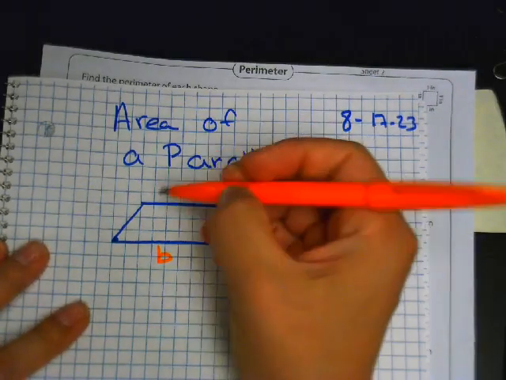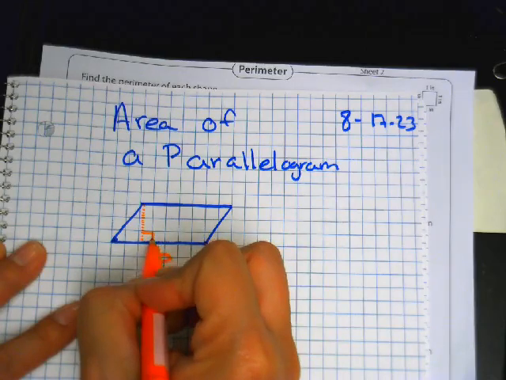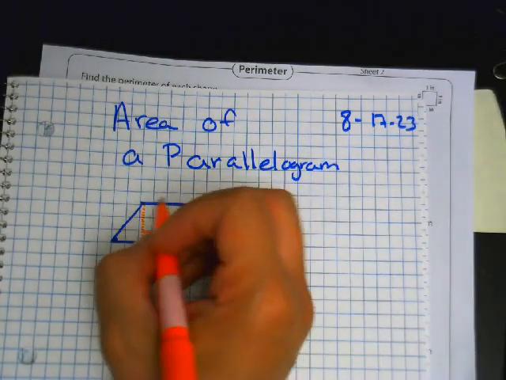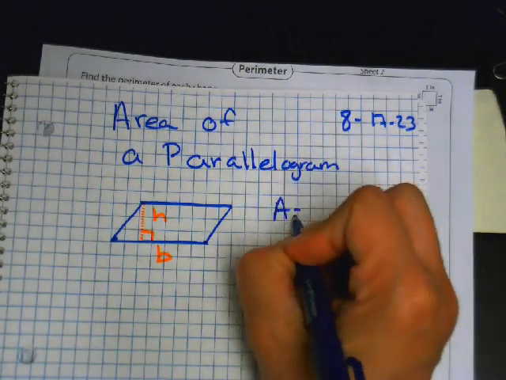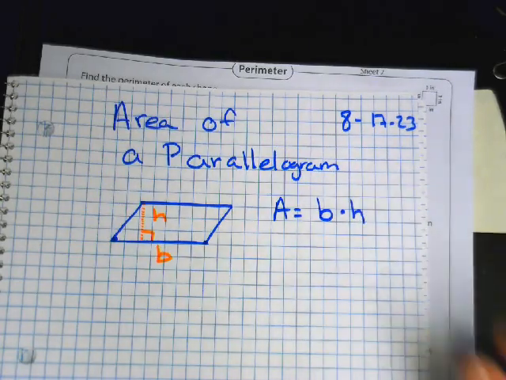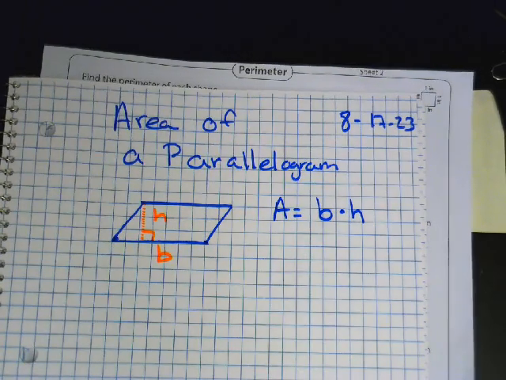All right, so your height is here. And it's usually with the dotted line, and it has to make 90 degrees, and this will be your height. So the height is inside. And sometimes it's outside. All right, so to find the area of a parallelogram, area is equal to base times height, and you're done. It's just like a rectangle. The only difference is the height. The height's inside. It's not this line. That's the only difference. We're good?